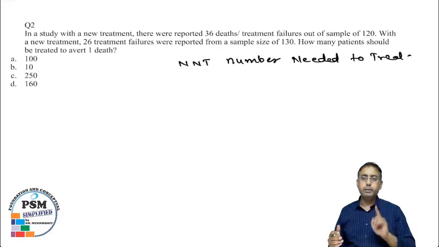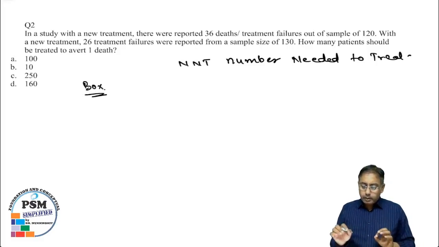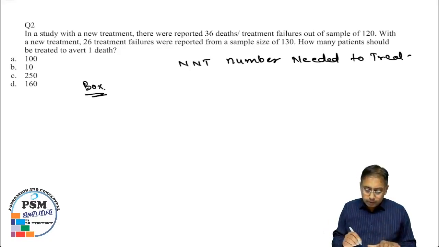The first step is to make a box. So let me make a box. In a study there were 36 deaths reported out of a sample of 120. With a new treatment, 26 deaths were there.